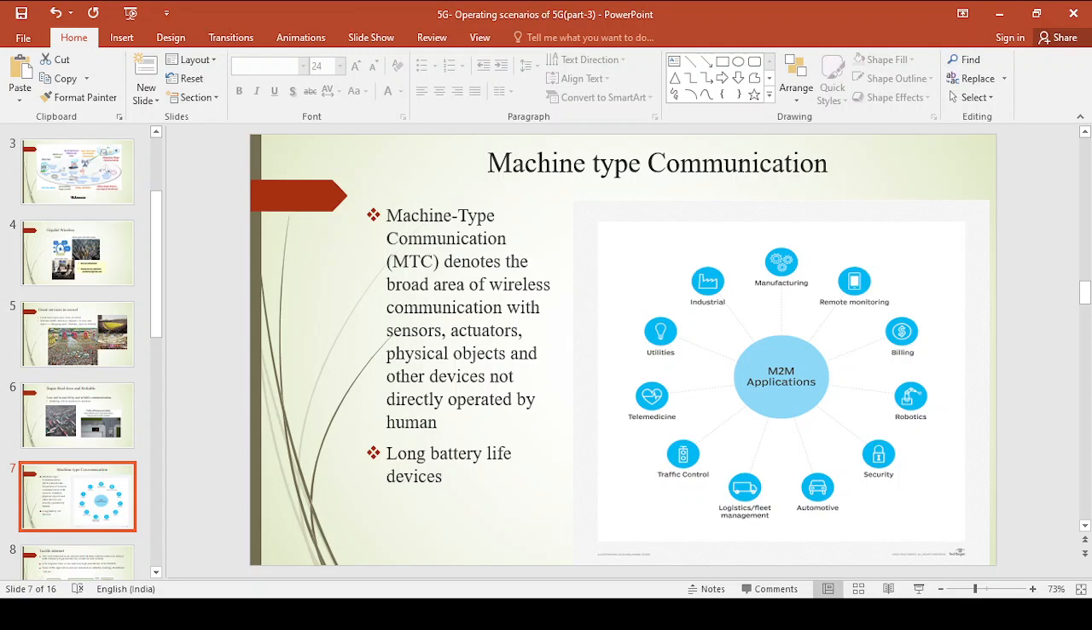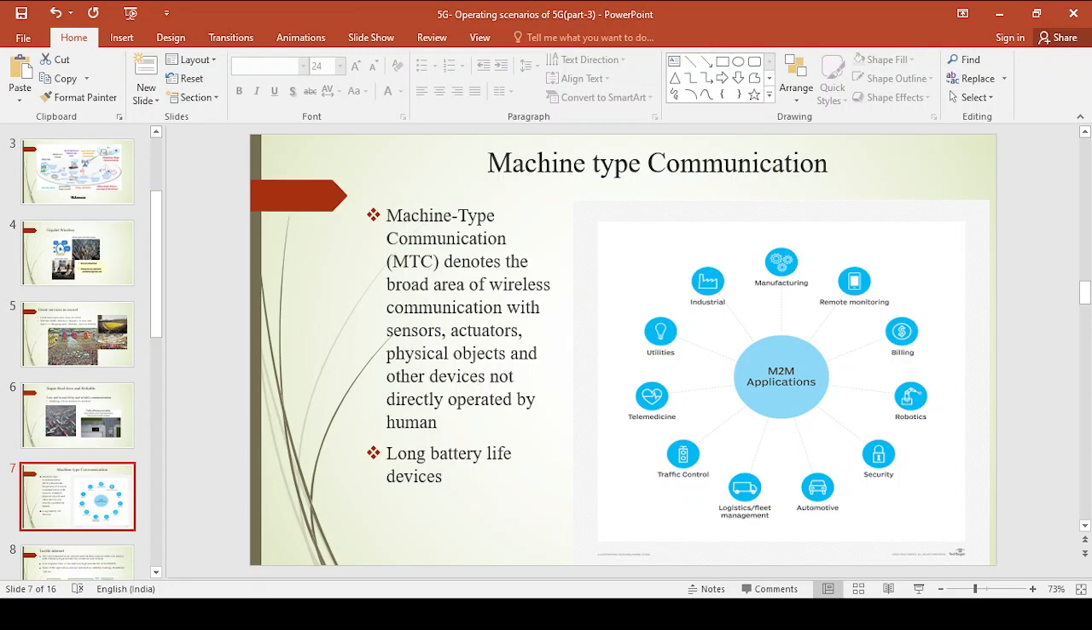As I have said, communication is between machine to machine, and those machines should support operation for a large number of days. The battery life should be high, long battery life devices. These are the applications where we are using machine to machine communication. Under industry we can use M2M communication. Under manufacturing, remote monitoring. Next we have billing, robotics, security, automotive, and next we have logistics management, traffic control, telemedicine, utilities. All these are the applications where we can use machine to machine communication.